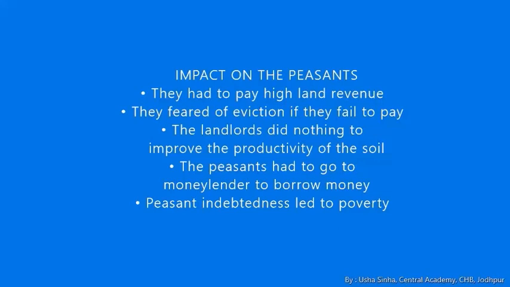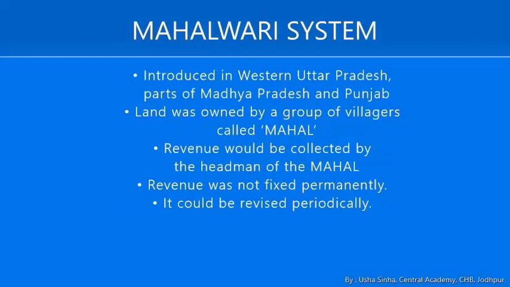The peasants had to go to moneylenders to borrow money. Hence, peasants' indebtedness led to poverty, with the landlords from their side not doing anything to improve productivity, not providing any irrigation facilities either. That is why agriculture declined.